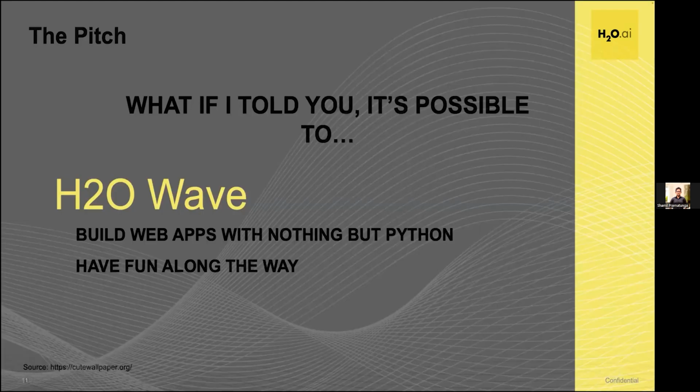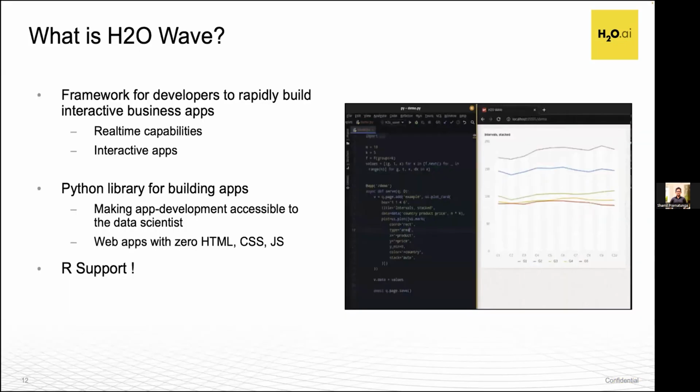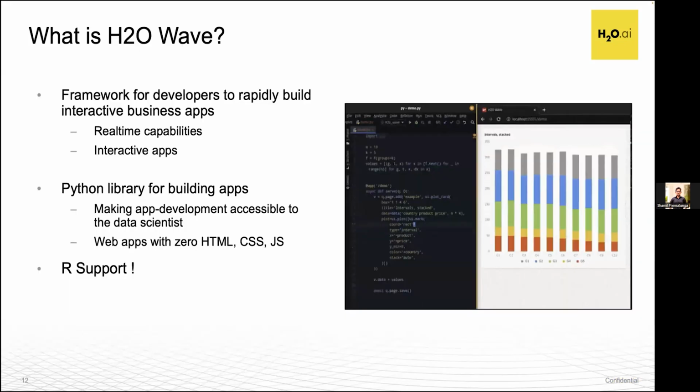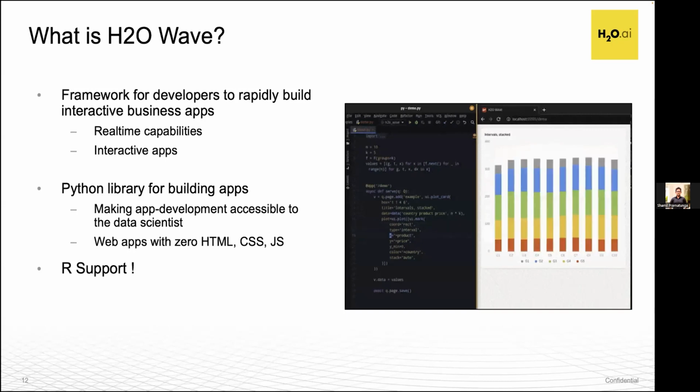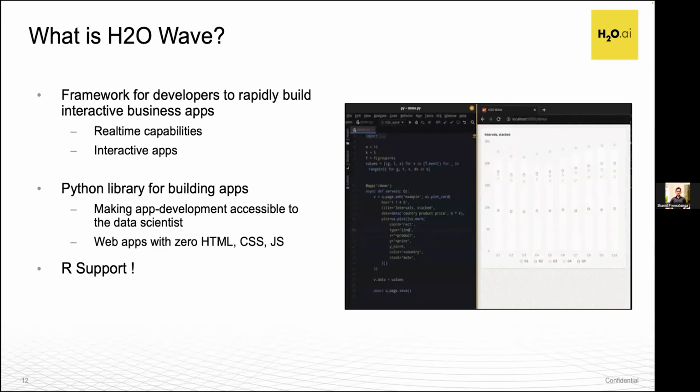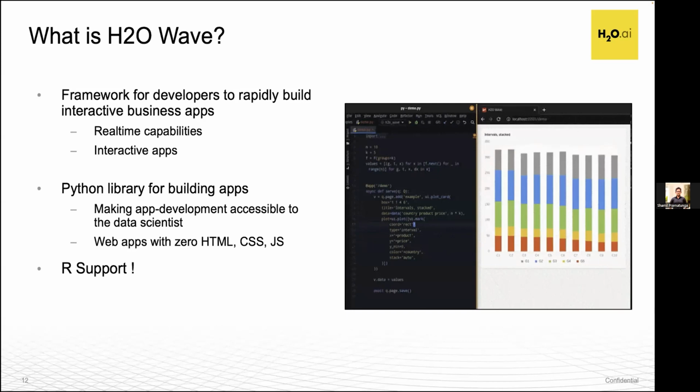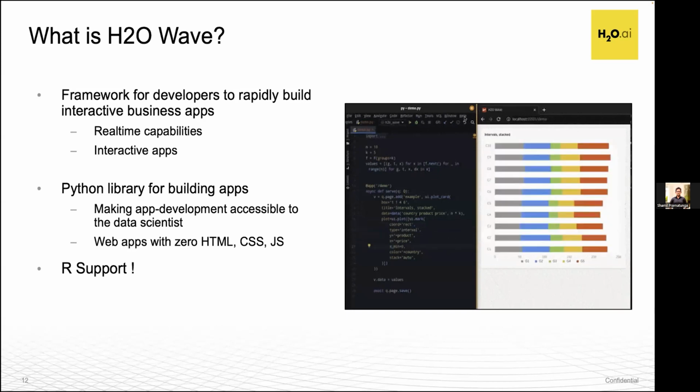So what is this Wave? Wave is a framework for developers to create interactive applications. It has real-time capabilities. On the right-hand side, you can see that while changing the code base, it is updating, so it's real-time. It gives a good experience to the developer, and it helps to create this interactive application.